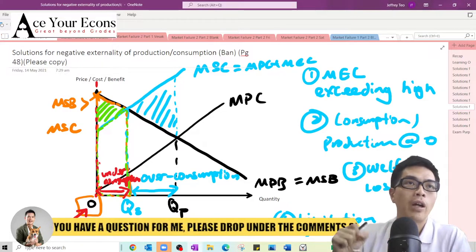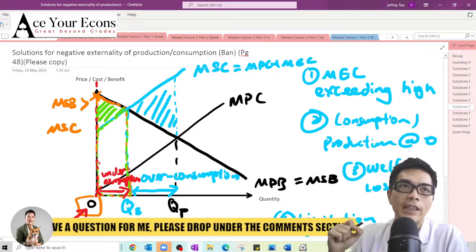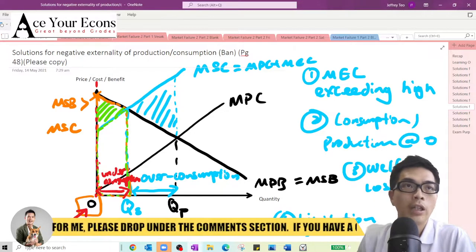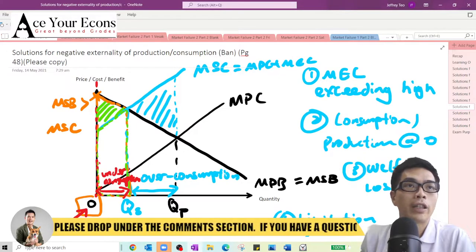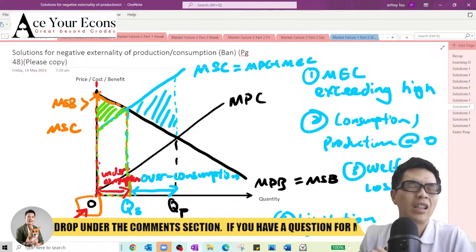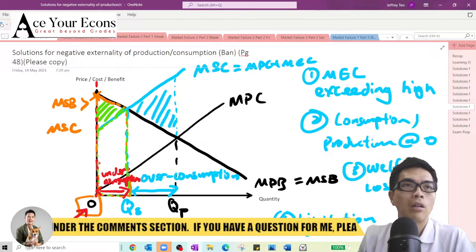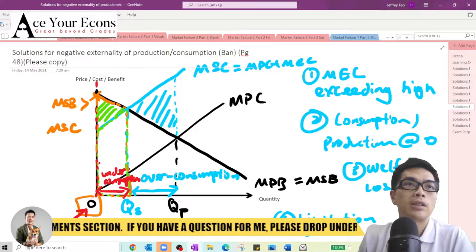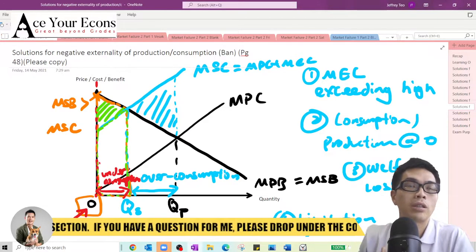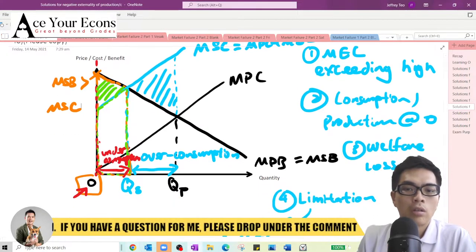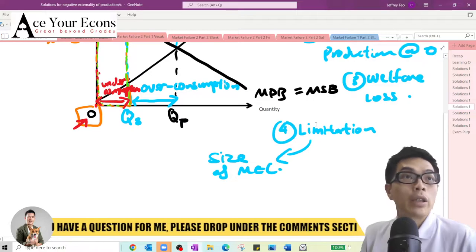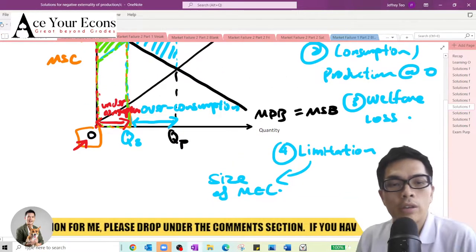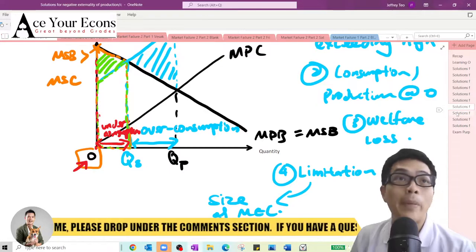So the key assumption for a ban to be effective is it must be of exceedingly high marginal external cost, like drugs. There's a good reason why our founding fathers imposed a legal penalty, a punishment, on drugs. Why? Because drugs destroy families. The external cost is way exceedingly huge compared to the monetary cost involved. So for limitation, normally we end off with the size of MEC, as a common limitation. Not all goods have very high external costs. A ban of plastic bags, you think about that.